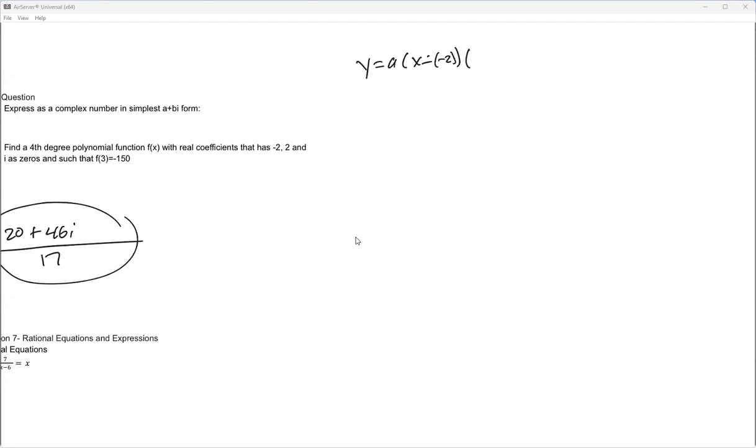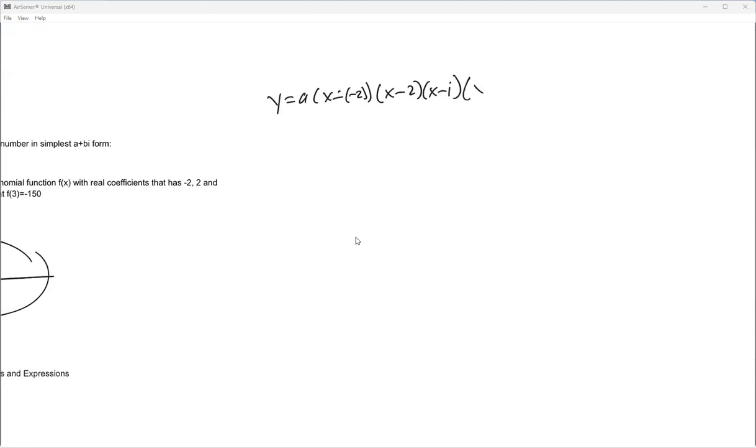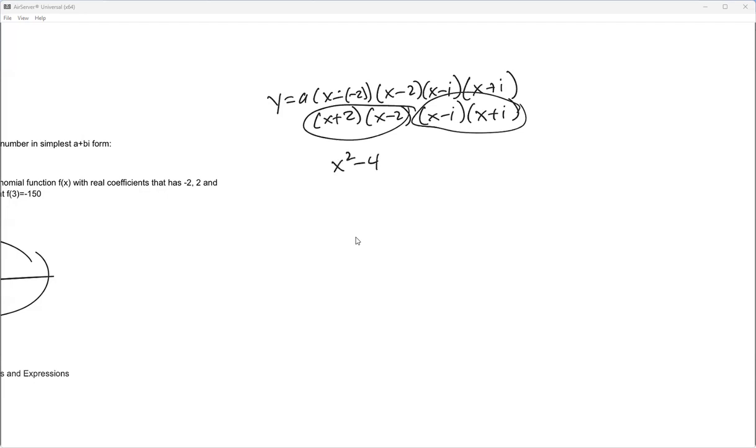x minus 2, x minus i, and x minus negative i, which is x plus i. And what you're going to do is x plus 2, x minus 2, x minus i, x plus i. You're going to multiply these two and these two. I think that's easier because it's kind of like combining like terms, because this is x squared minus 4, if you recognize that right away.